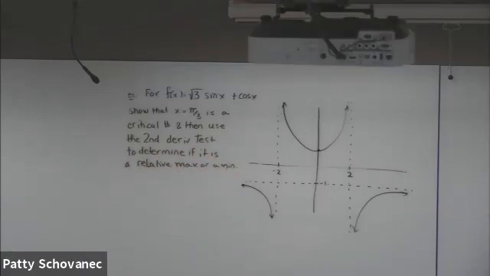Quickly show that it's a critical number, and go straight to the second derivative test. That is from 4.3.